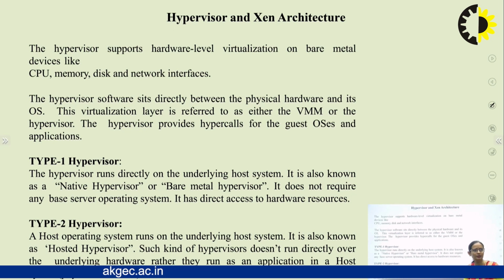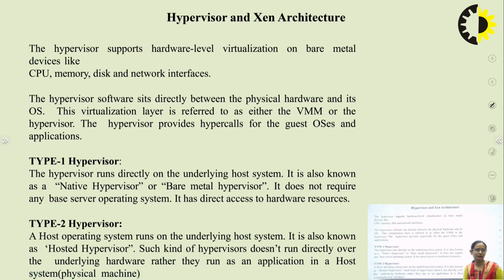Next, we are going to discuss the XEN architecture. The hypervisor supports hardware level virtualization on bare metal devices, and these could be any system resource, for instance CPU, memory, disk, and network interfaces. The hypervisor software sits directly between the physical hardware and the OS. This virtualization layer is known as the VMM or hypervisor. In some cases it is also known as supervisor.